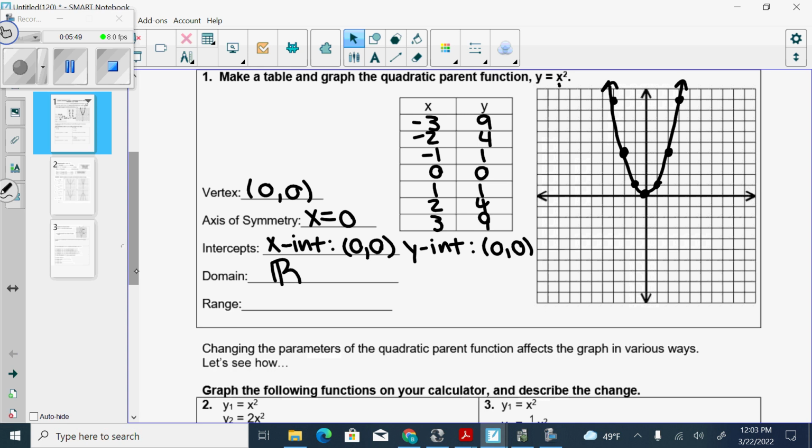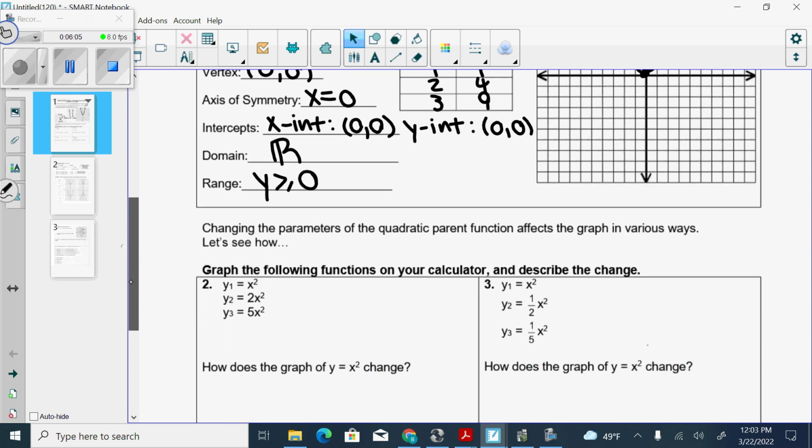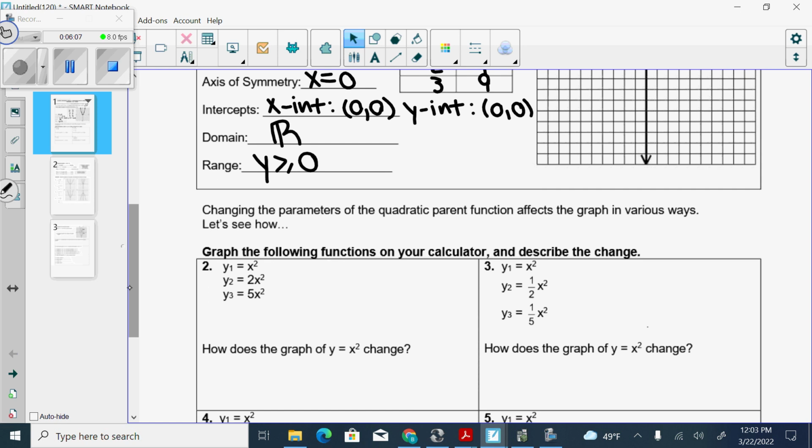Right, so 0 or bigger, so y is greater than or equal to 0. Nice. Okay, so like we said, this is the most basic quadratic, right? This is what we call the parent function. Now we're going to talk about if we change any parameters, what that would do to our graph exactly.